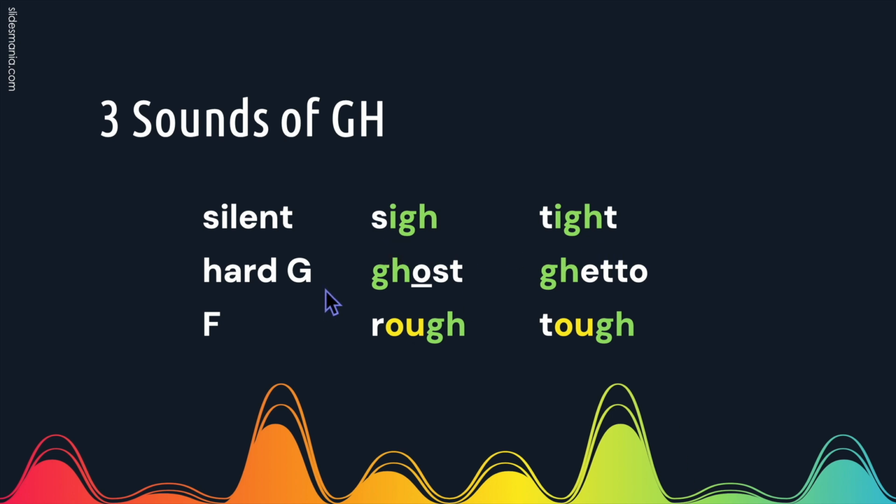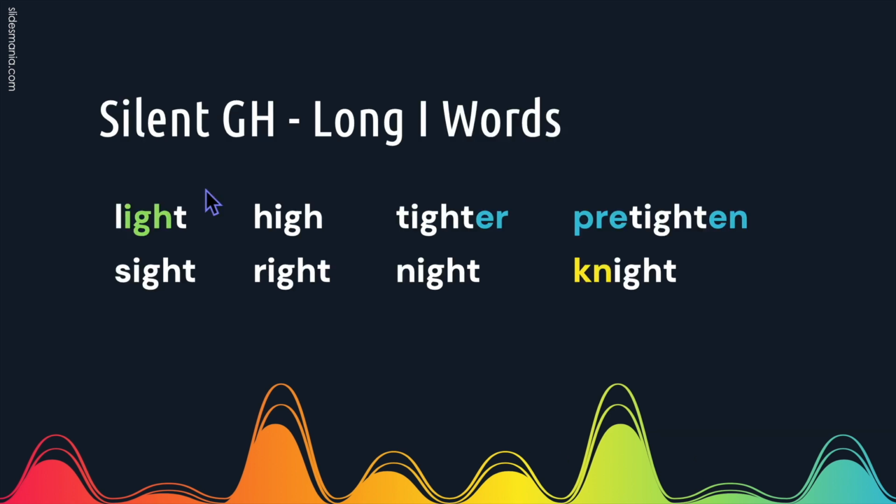There are a few words where the GH has a silent H, meaning GH together will have the sound of G. Here we have a long O, so this word is ghost. This word is ghetto. And there are also a few words where GH sounds like the letter F. In both of these words, the OU will have a short U sound. So this is rough and tough. Like I said, most of the time GH is silent.